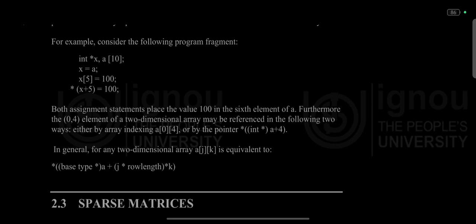Both assignment statements place the value 100 in the sixth element of a. Furthermore, the [0][4] element of a two-dimensional array may be referenced in the following two ways: either by array indexing, a[0][4], or by the pointer, *((int *)a + 4). In general, for any two-dimensional array, a[j][k] is equivalent to *(base type *)a + (j * row length) + k.